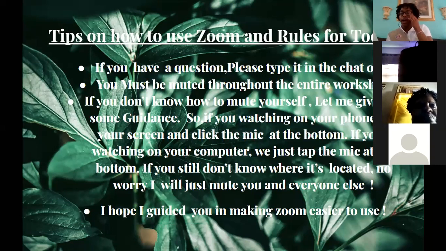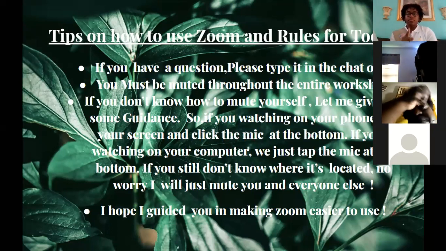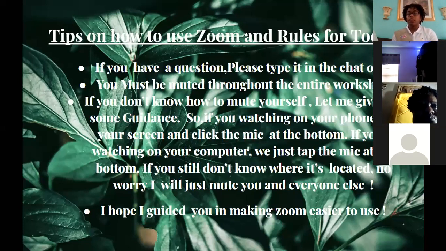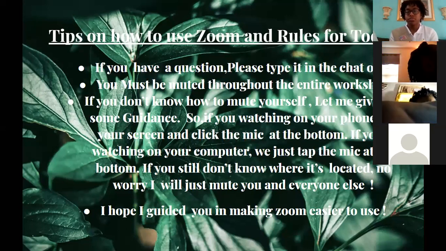So I just want to give y'all a little guidance on muting. If you are watching on your phone, all you need to do is tap your screen and it'll be straight at the bottom. It's like a little mic at the bottom. And you just click that button if you don't know where to mute it. If you're watching on your computer, just tap the mic at the bottom. And if you still don't know where it's located, don't worry. I'll go straight to the chat and make sure that I mute everyone. And then you can also unmute yourself as well. But just make sure that if you know you're making noise around you to mute yourself, please. So I hope that I guided you in making that a lot easier. And again, if you don't know how, I would just go straight to the chat and just mute everybody.